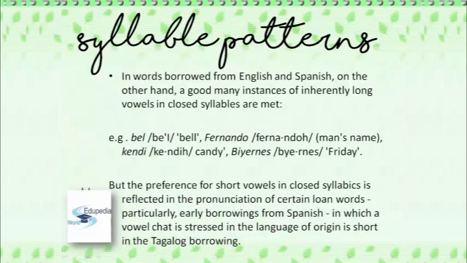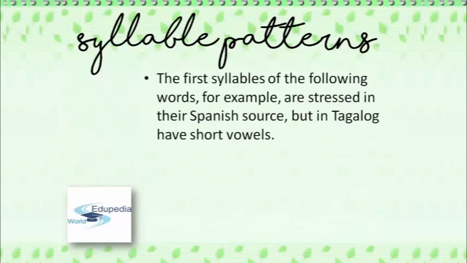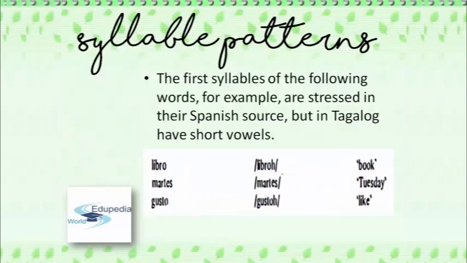But the preference for short vowels in closed syllabics is reflected in the pronunciation of certain loan words, particularly early borrowings from Spanish, in which a vowel is stressed in the language of origin and short in the Tagalog borrowing. The first syllables of the following words, for example, are stressed in their Spanish source, but in Tagalog have short vowels. We have here libro, book, martes, Tuesday, gusto, like.